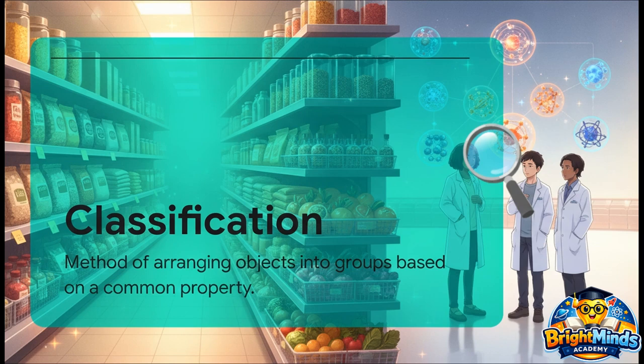Classification is simply the method of arranging objects into groups based on a shared property. Think about your local grocery store. The grocer doesn't just toss everything into a giant mountain in the middle of the store, right? Spices are in one aisle, grains in another, fresh produce up front. They're classified by their shared properties so we can actually make sense of them. As scientists, we've got to apply this exact same logic to the materials that make up the universe.